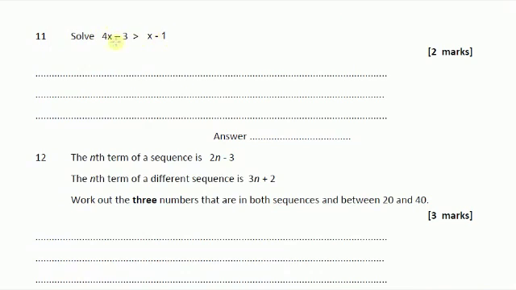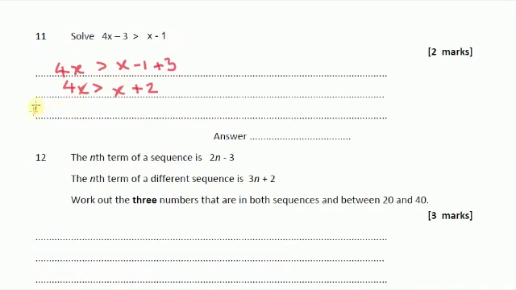So here, solve 4x minus 3 is greater than x minus 1. So I can add 3 to both sides. I get x minus 1 plus 3 on the right, or in other words, 4x is greater than x plus 2.